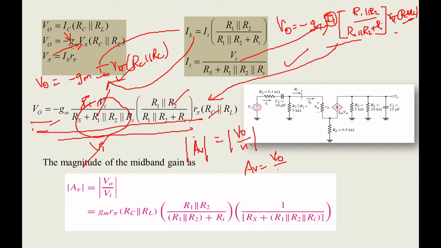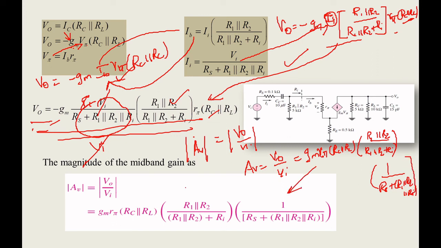AB equals V0 by VA equals Gm R pi RC parallel to RL into R1 parallel to R2 divided by R1 parallel to R2 plus Ri, into 1 divided by Rs plus R1 parallel to R2 parallel to Ri. So we will be getting this equation. The same is given. So just put a modulus, because we want to find the magnitude, independent of the frequency. You will be getting this final answer.